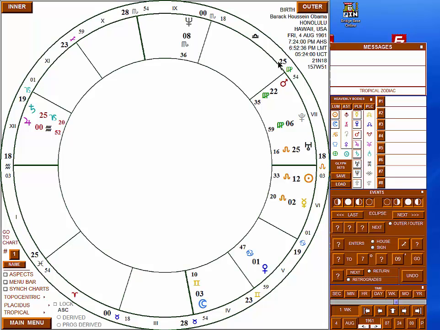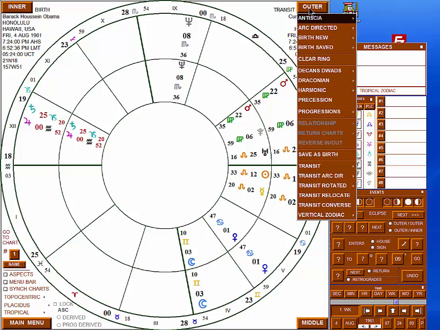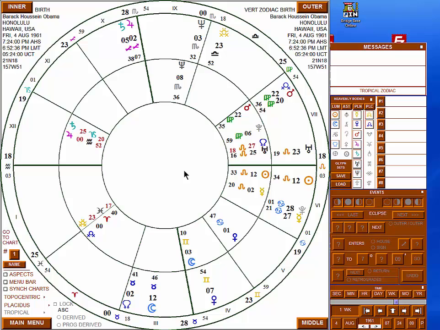So here you'll see President Obama's birth chart. I will now add a ring on the outside. Initially, the ring duplicates the natal chart, but I can go up here into outer and stipulate that I would like it to show the vertical zodiac at birth. So here you see President Obama's vertical zodiac twins. Let me take out these here and the node.